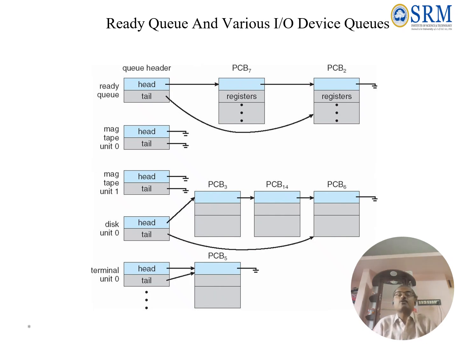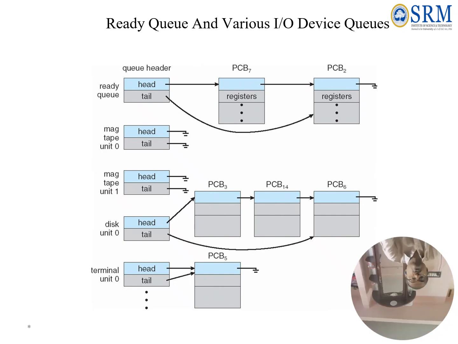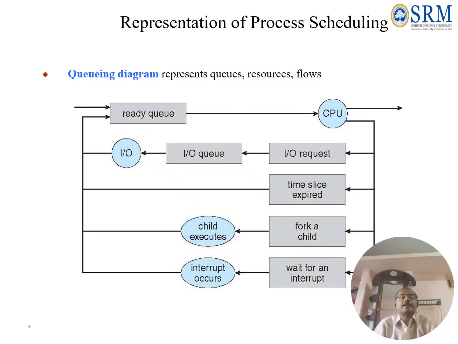The ready queue and various IO device queues will be like this. The queue header will be there in the ready queue. Then there will be PCBs to manage that. How much space it requires, what terminals it needs, from where to where it is stored, everything will be there in the queues. So the queuing diagram has been given.